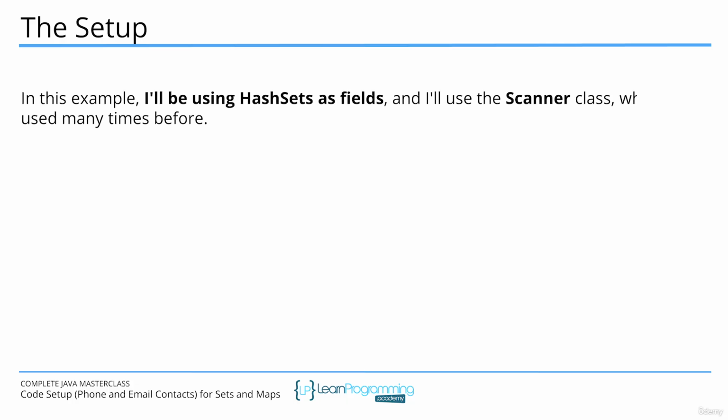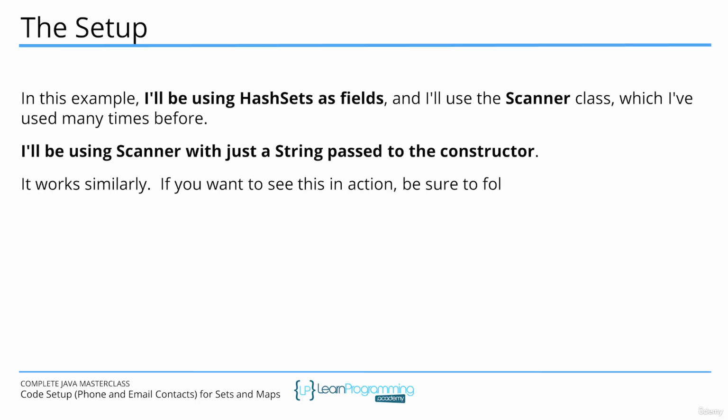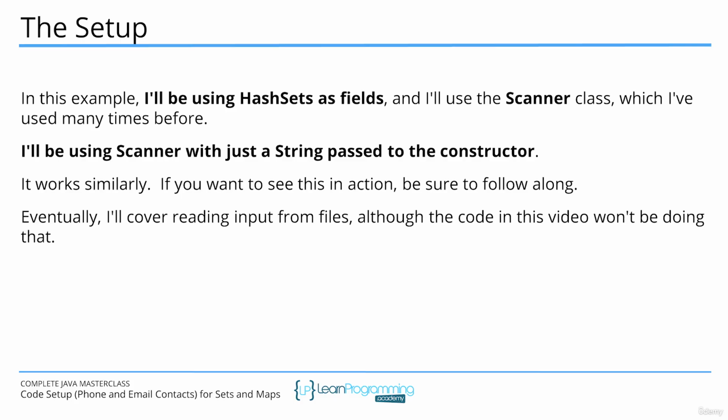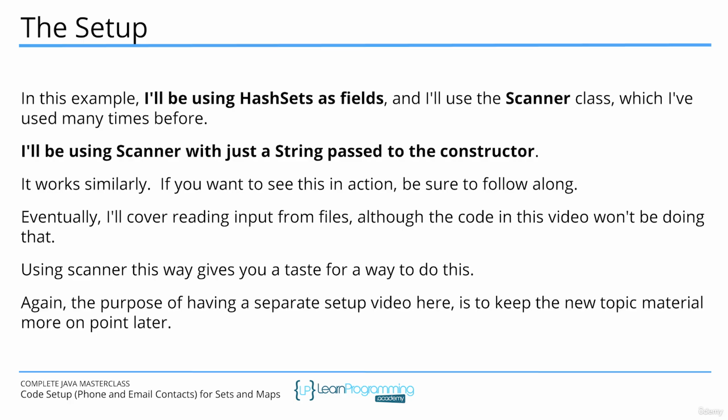In this example, I'll be using hash sets as fields, and I'll use the Scanner class, which I've used many times before. In this code, I'll be using Scanner with just a string passed to the constructor. It works similarly. If you want to see this in action, be sure to follow along. Eventually, I'll cover reading input from files, although the code in this video won't be doing that. Using Scanner this way gives you a taste for a way to do this without the file complexities, which I'll cover later. Again, the purpose of having a separate setup video here is to keep the new topic material more on point later.